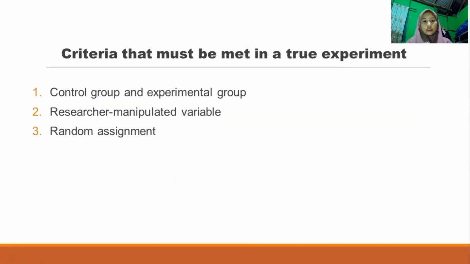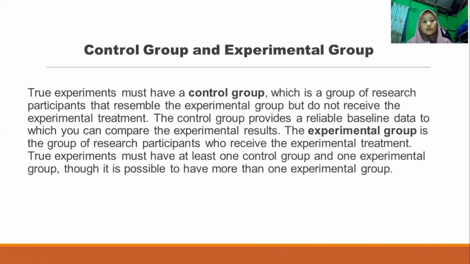Next slide. Criteria that must be met in a true experiment. One, control group and experimental group. Two, researcher manipulates variable. Three, random assignment.